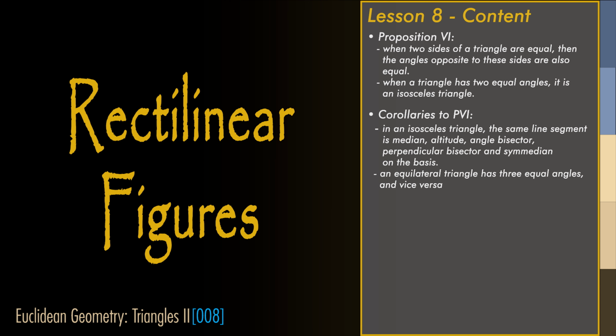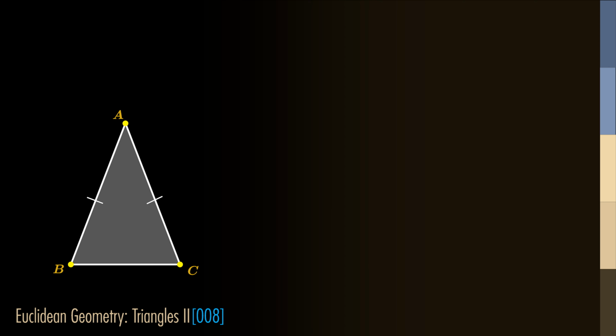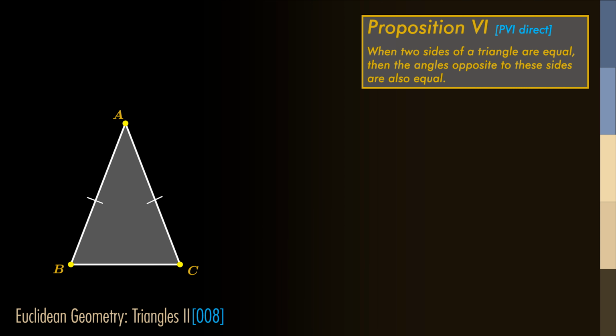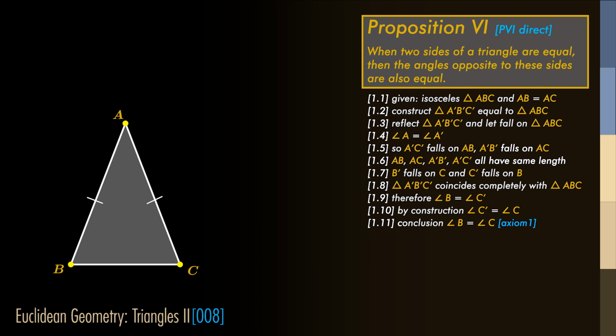Continuing the chapter about triangles, we will now take a closer look at isosceles triangles and equilateral triangles. We defined an isosceles triangle as one with two equal sides in the previous lesson. We can now state a proposition regarding such triangles. When two sides of a triangle are equal, then the angles opposite to these sides are also equal. Let's prove this direct proposition.